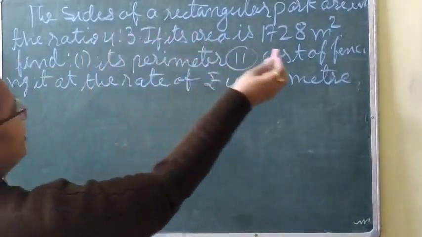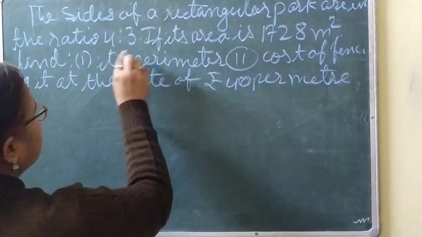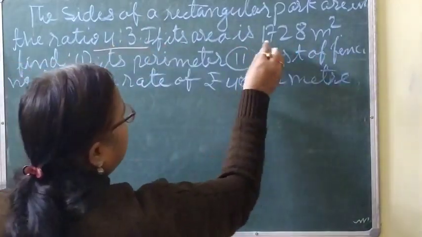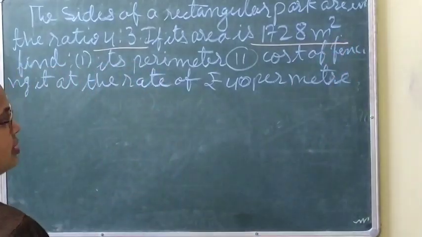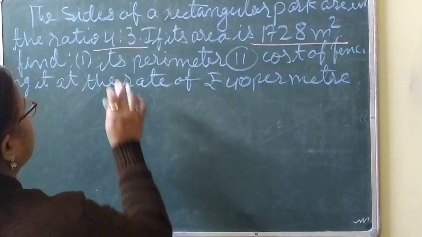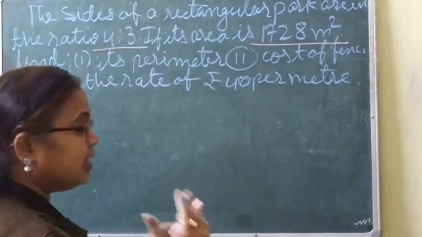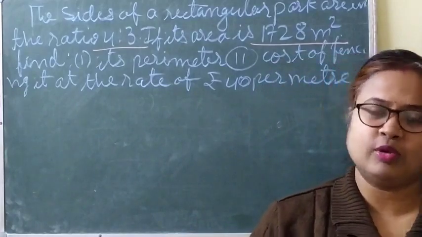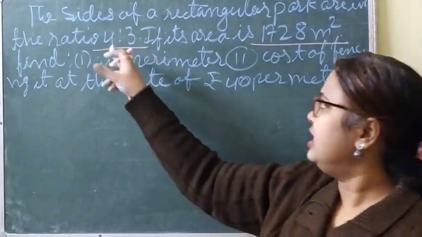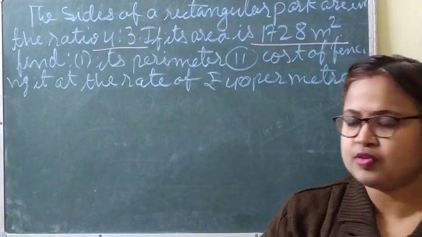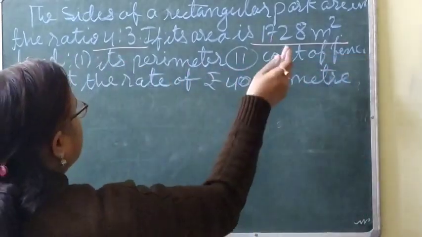So the sides of a rectangular park are in the ratio 4:3. If its area is 1728 square meter, find its perimeter. First we have to find out the length and breadth, then only we can find the area or perimeter. Length and breadth are not given clearly, it is given in the form of ratio. So first we'll find that out. How will we find it?